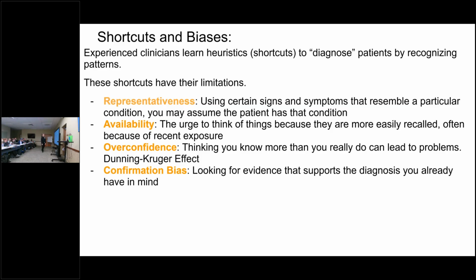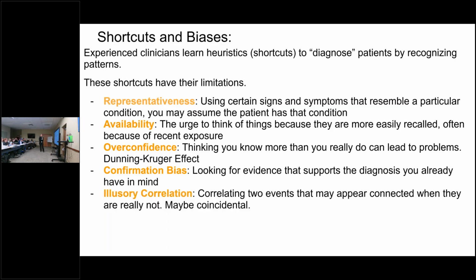Confirmation bias. That is looking for evidence that supports the diagnosis you already have in mind. So I go on a chest pain patient, I think it's a heart attack. I'm going to look for evidence that's going to support my own diagnosis, when in reality, that might be the wrong diagnosis altogether.